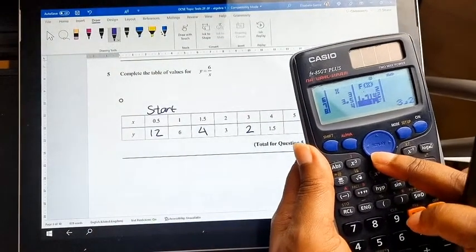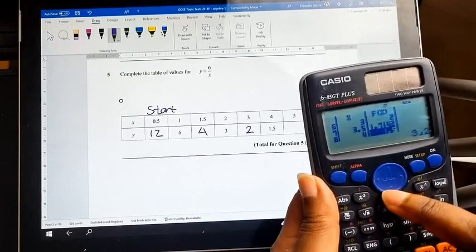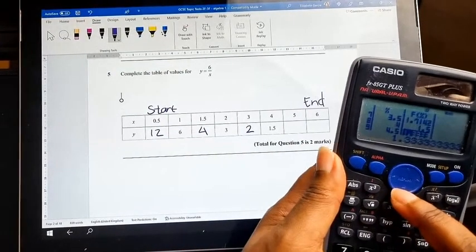Just do 6 divided by any number. Yes, fantastic. Yeah, you can do that as well.